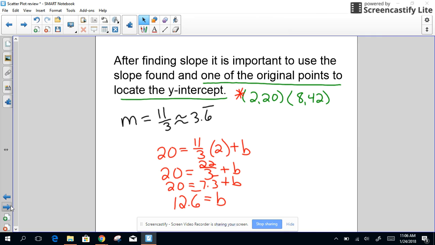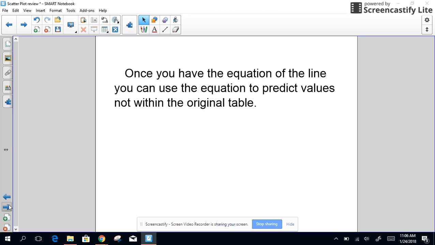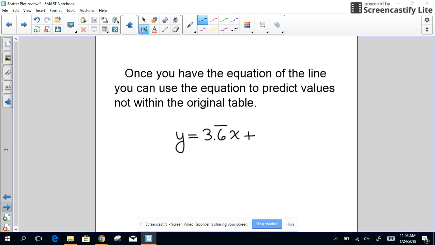I now have enough information to write an equation of a line of fit that would go with this data set. So let's put it all together. I would have the equation y equals my slope that I found to be 11 thirds, or approximately 3.6 repeating, times x plus my y-intercept I just found to be 12.6 repeating. This equation is used to predict values not within the original table. So we want to predict out.